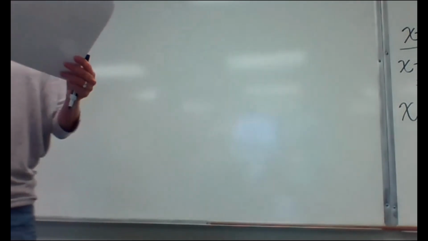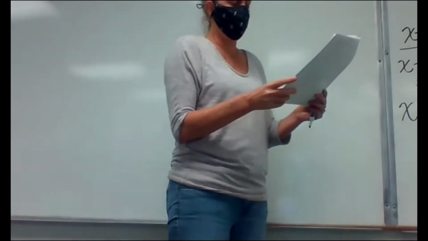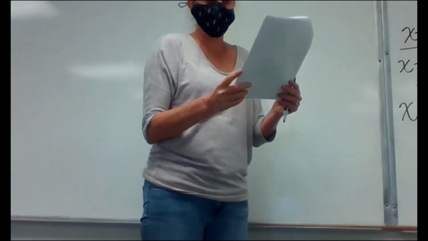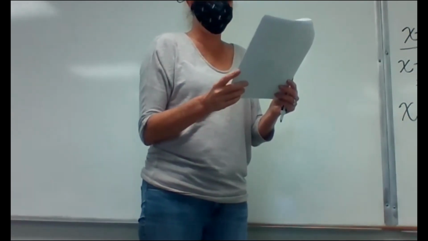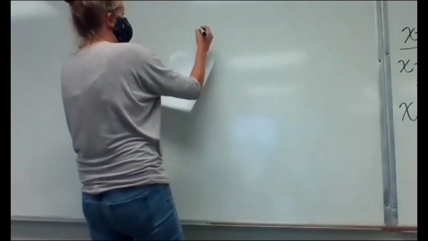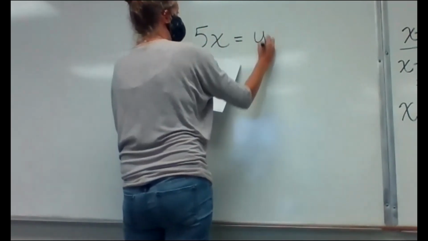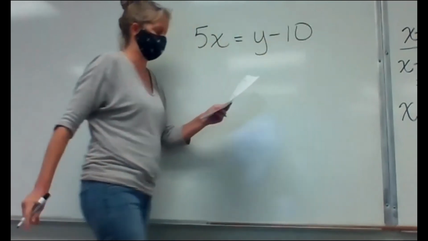5x equals y minus 10. It says, describe what the graph of this equation will look like on the coordinate plane. Hint: rewrite the equation if necessary so that it's in a more recognizable form. We may or may not have to do that.